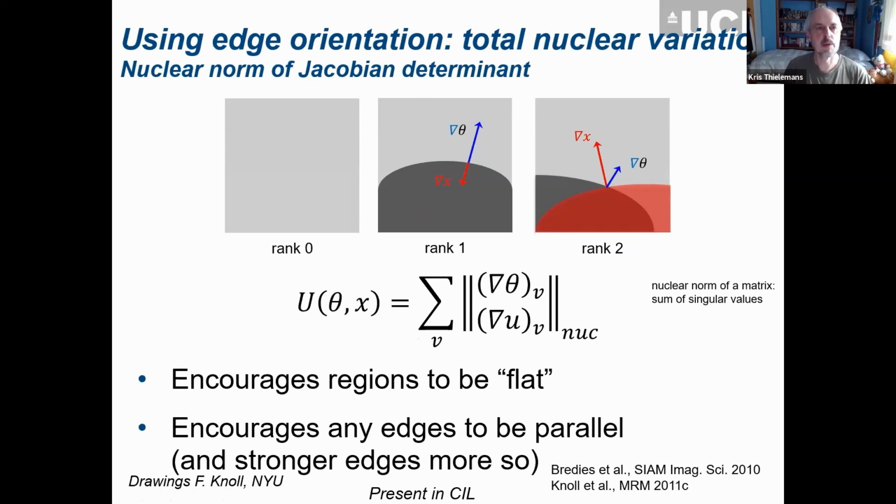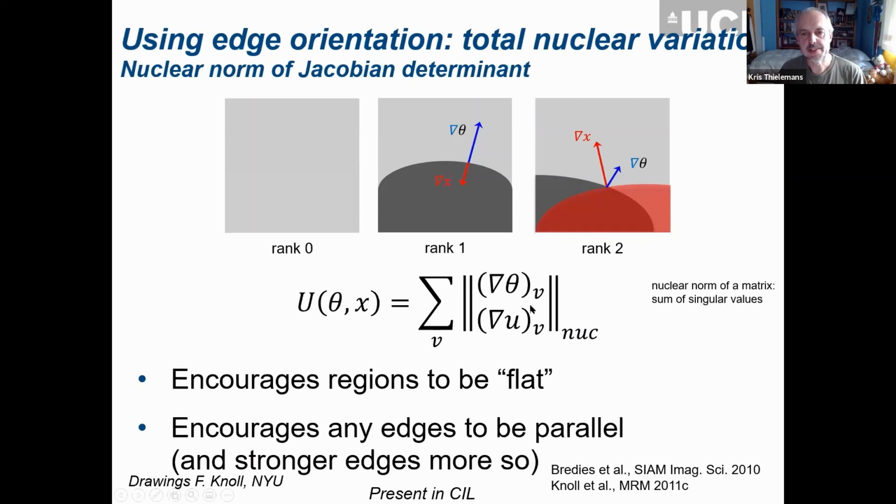So other people came up with something which is more related to the total variation, sometimes called total nuclear variation. What that does is it uses the nuclear norm of the Jacobian. So you stack all your image gradients for every voxel into one matrix, and then you compute the nuclear norm, which is the sum of all the singular values. So now you need to be able to compute singular values and so on. But we can do that, and actually this is implemented in CIL.